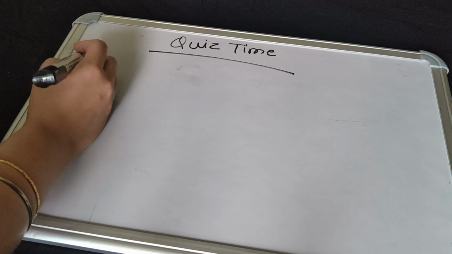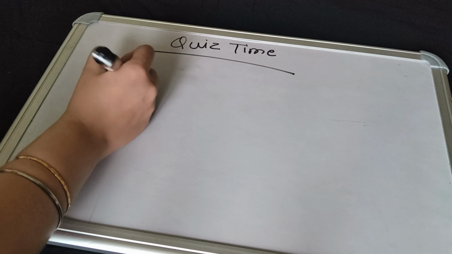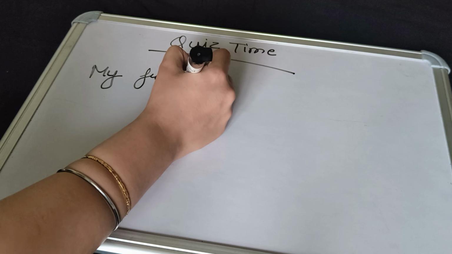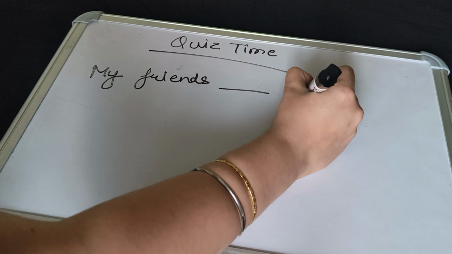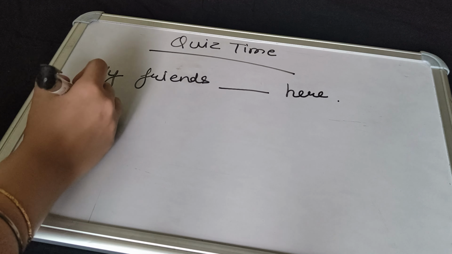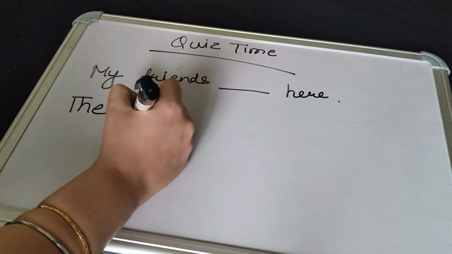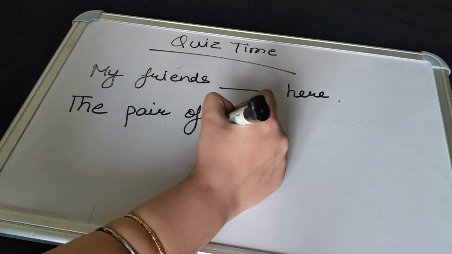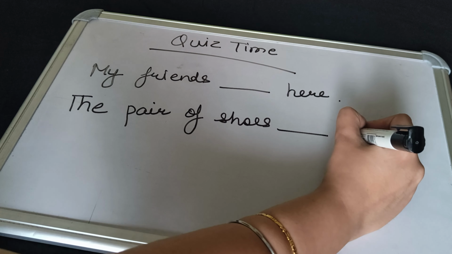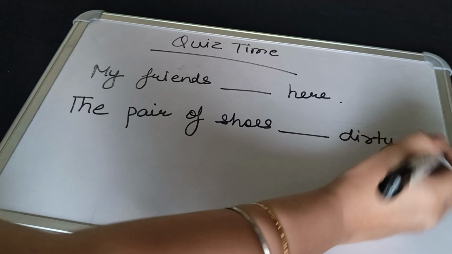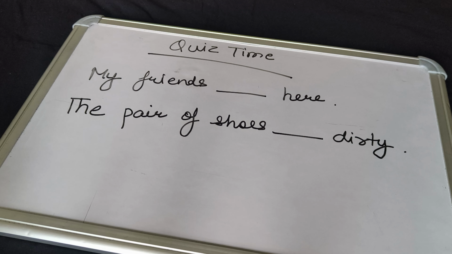So my dear friends, now it's quiz time. Let's check if you have understood it or not. Let's take up a few examples here. My friends dash here. Next sentence. The pair of shoes dash dirty. Now friends is the subject and you see that it's a plural word.